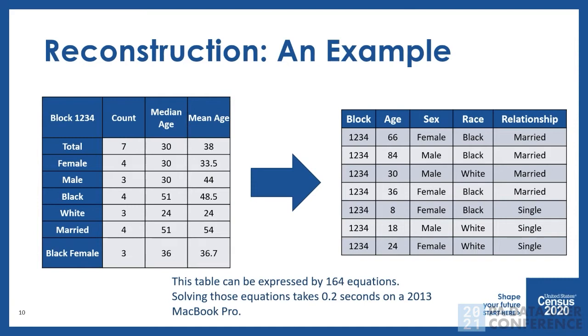I say trivial and I really mean it. It took a 2013 MacBook Pro a grand total of 0.2 seconds to solve the 164 equations that would be necessary to convert those aggregate tabular data on the left into individual level records for each of the block's inhabitants on the right. And so our would-be attacker now has these individual level data for everyone on the block, but can she actually re-identify any of them?